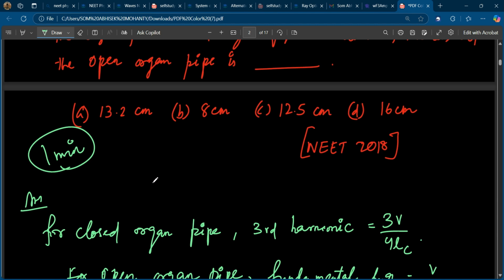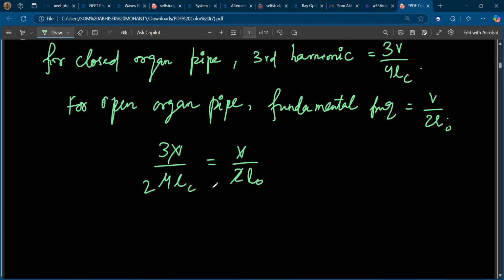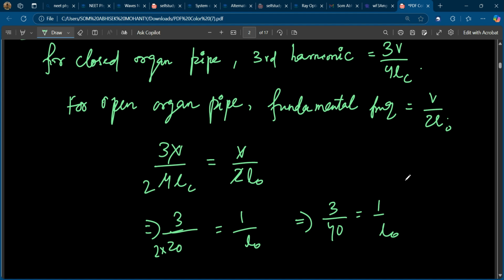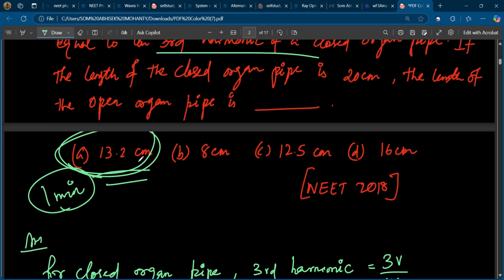What is the question? Length of the closed organ pipe is 20 centimeter. Okay, this is 20, so L naught is asked. So 3 by 2 into 20 is equal to 1 by L naught, right? 3 by 40 is equal to 1 by L naught. So L naught is equal to 40 by 3 centimeter. That is 13.33 centimeter. Okay. So option A will be the correct answer.